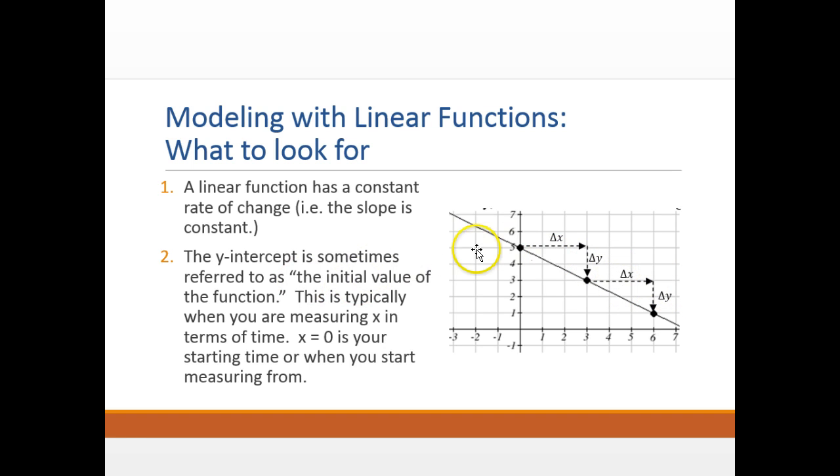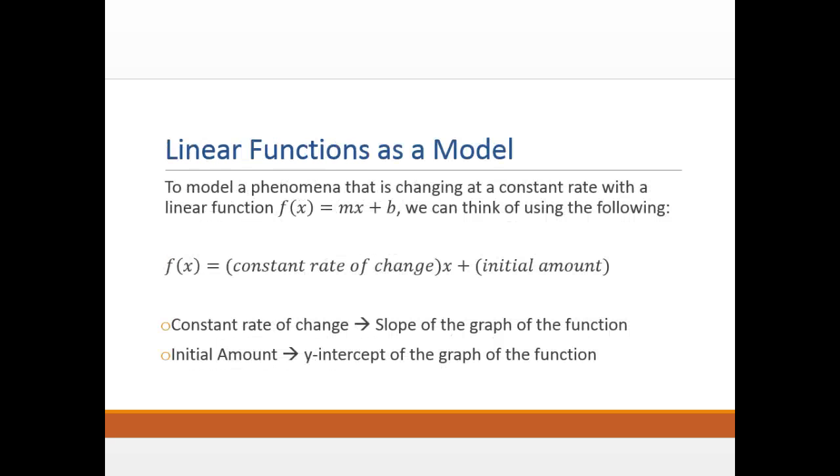Now, when I'm talking about linear modeling, whenever I pick my y-intercept, I sometimes consider this the initial value or the starting point of the function. This makes sense especially if we're measuring x in terms of time, because usually we start at time 0 and count up. Now, when I'm trying to model a linear function or phenomenon, I'm looking at f of x equals mx plus b. m is our slope, b is our y-intercept. But a lot of times I want to think of it in these terms. f of x is the constant rate of change, or slope, times x, plus the initial amount.